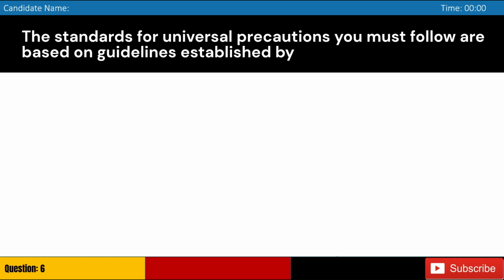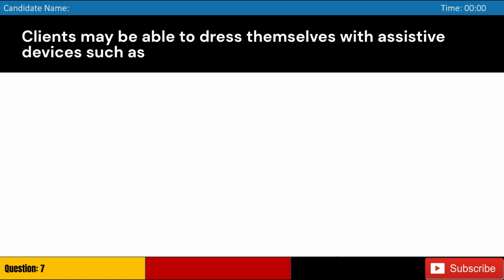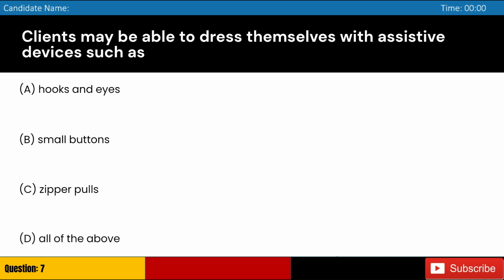The standards for universal precautions you must follow are based on guidelines established by A. ORIF. B. OBRA. C. OSHA. D. HCFA. Answer C. OSHA. Clients may be able to dress themselves with assistive devices such as A. Hooks and eyes. B. Small buttons. C. Zipper pulls. D. All of the above.